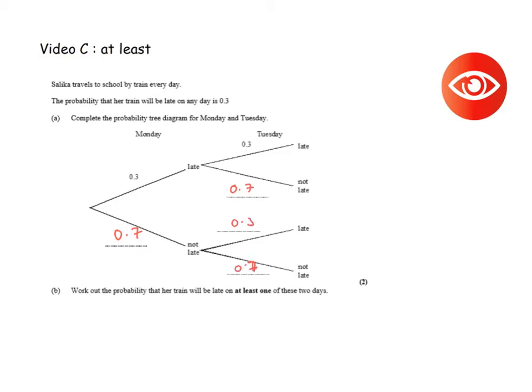So the probability of at least one of those 2 days being late. So it could be late and then not late, and then late, or of course being late both days. Now you could work out each of those 3 branches and then have a total of the 3 probabilities once you work them out. Alternatively, what I'm going to do is work out the one where she's not late and then subtract it from 1. So 1 take away the probability of not late at all.